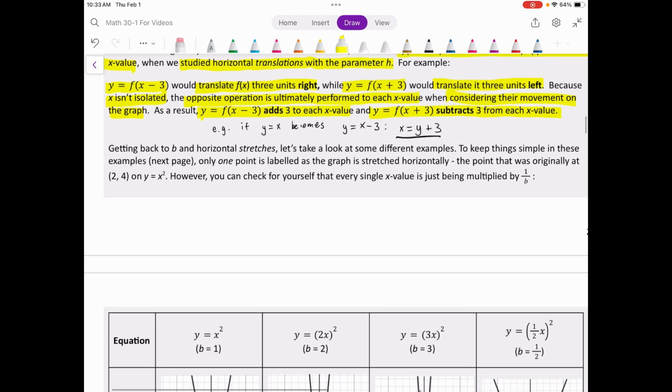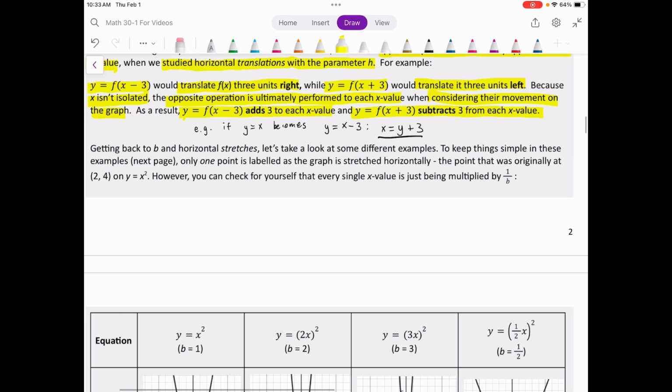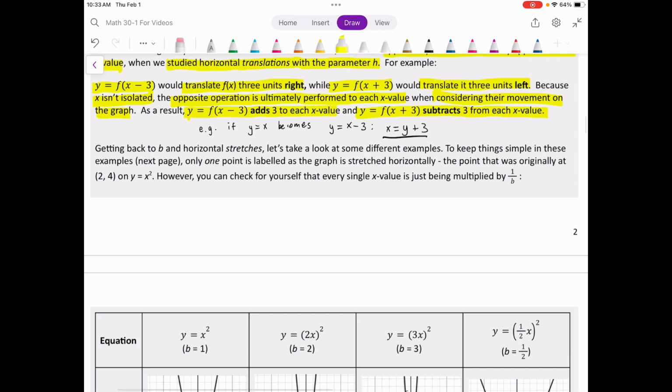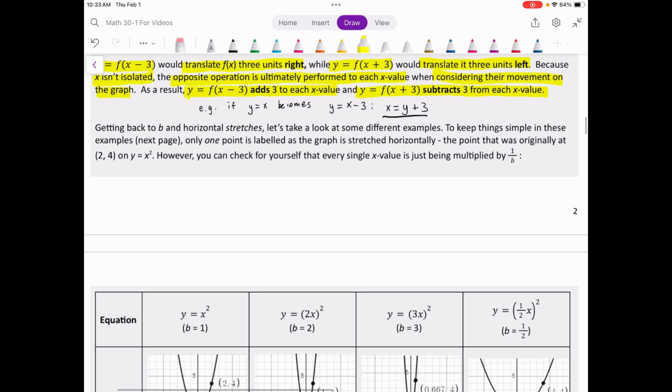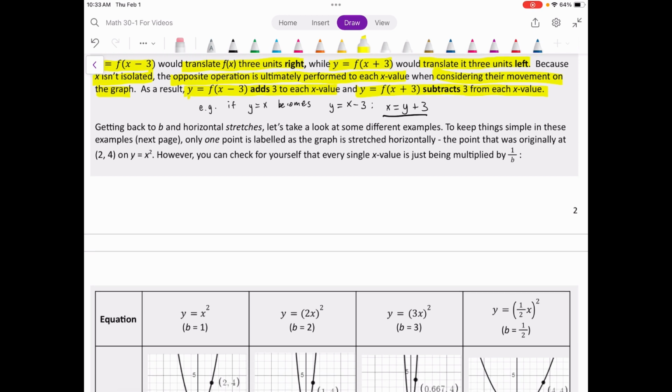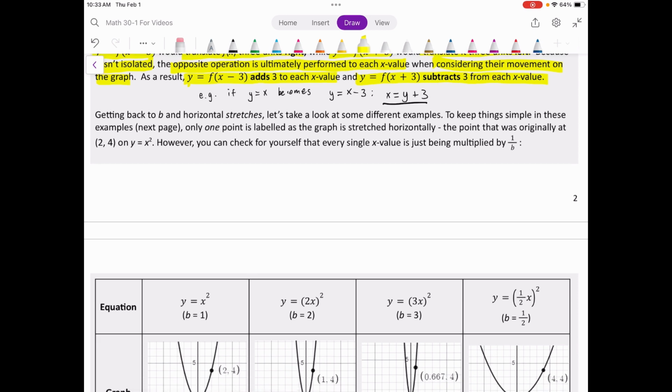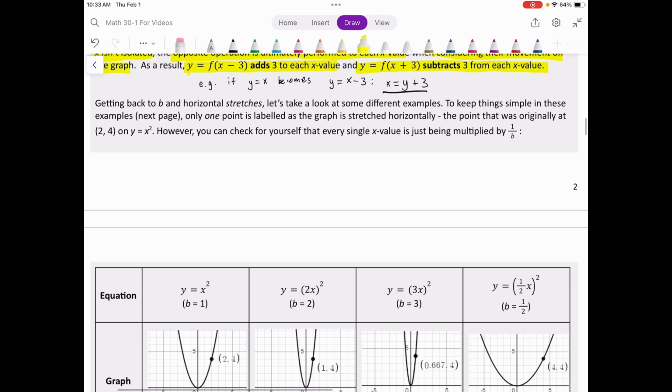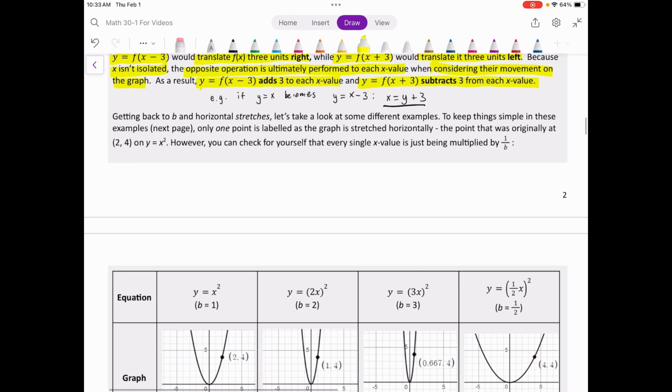So for anything horizontal, anything happening to x, there's always this opposite operation, this inverse operation thing happening. What looks like it might be happening to x on one side of the equation, if we were to isolate x and actually study the effect of that transformation, we realize we do the opposite operation to isolate x. So there's this opposite thing going on with x. And again, it makes sense. It's not just a weird rule to remember. It's just because x isn't isolated.